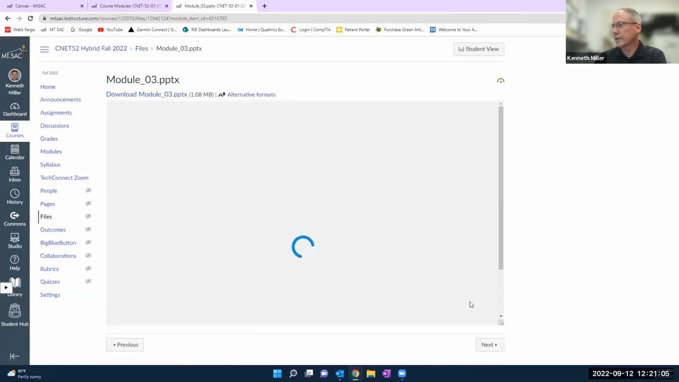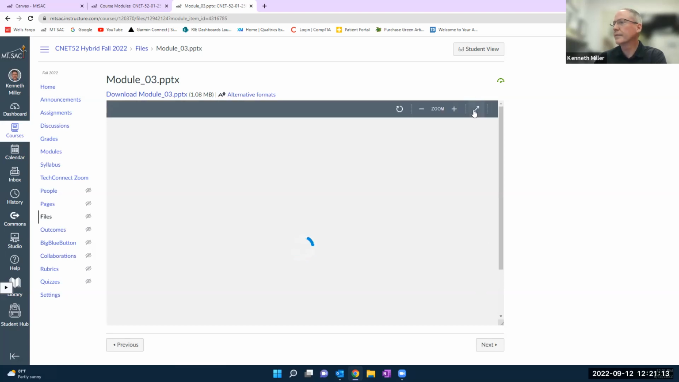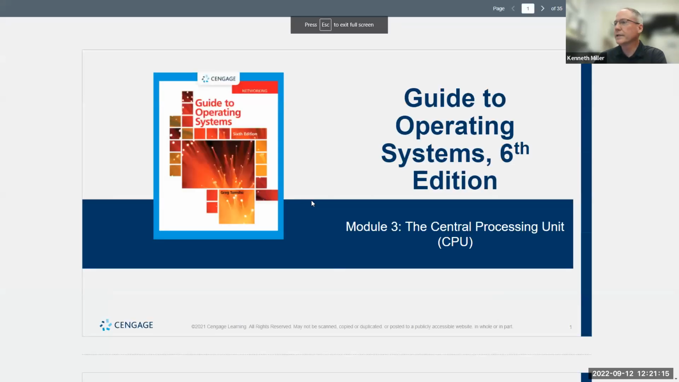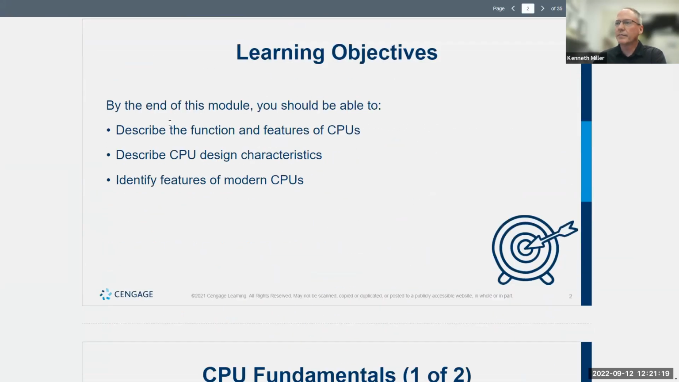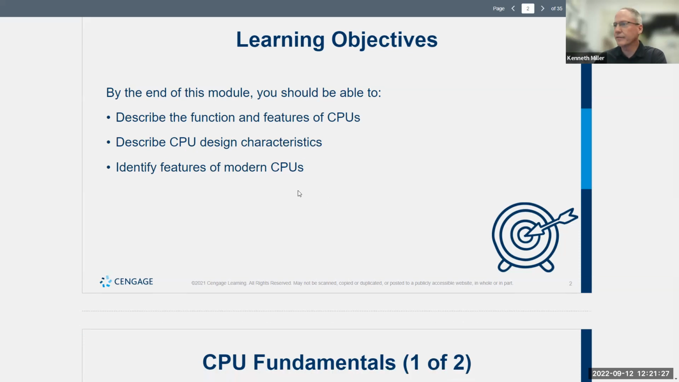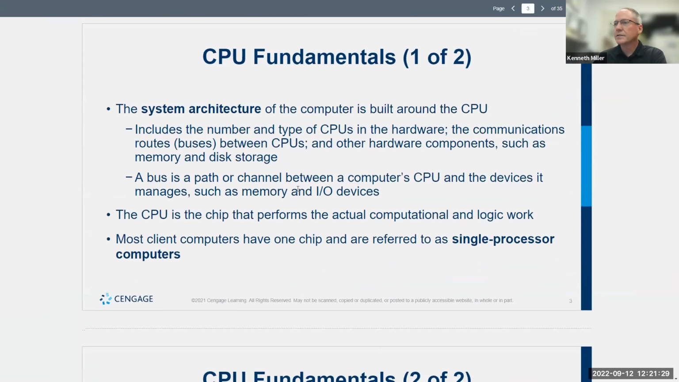Let this load up real quick. All right. So this week it's covering the processor. So the objectives here describe the function and features of a CPU, the design, and then some of the modern CPU features. So the first thing is that the computer really is built around the CPU.